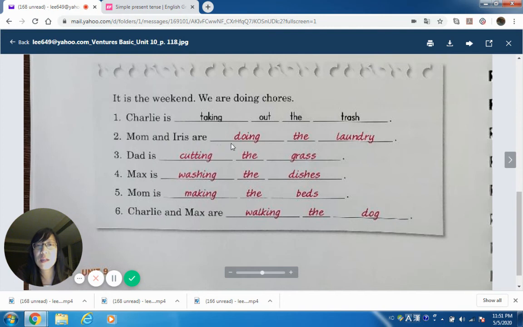Mom and Iris are doing the laundry. Dad is cutting the grass. Max is washing the dishes. Mom is making the beds. Charlie and Max are walking the dog.